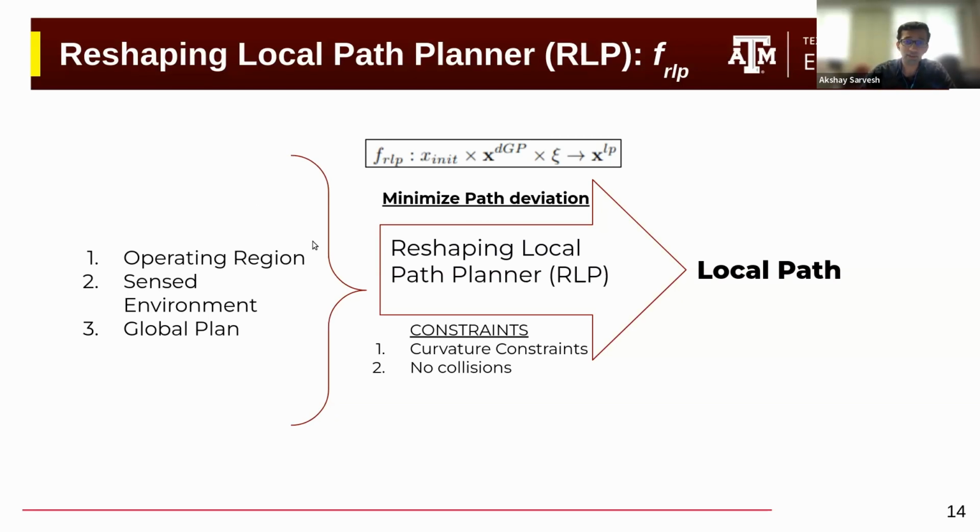The input to the path planner happens to be an operating region, a sensed environment, a global plan, and the constraints are curvature constraints. Obviously, if you're talking about a vehicle such as a Jeep Cherokee or a Ford F-150, it typically has a higher turning radius, which means that it has a lower curvature. Sorry, hold on, what's the relation? It's the inverse relation.